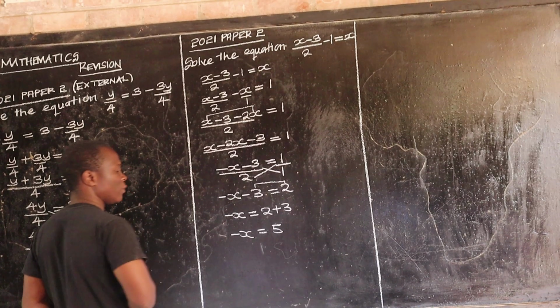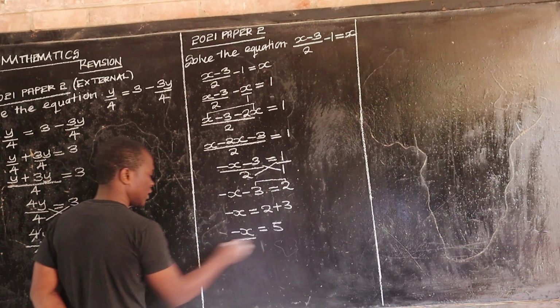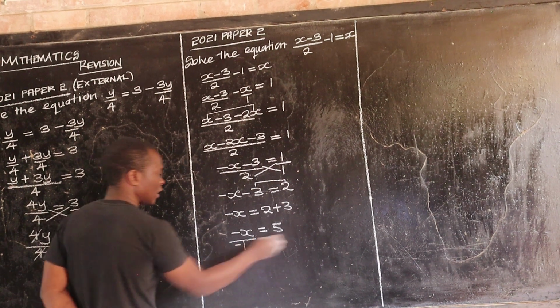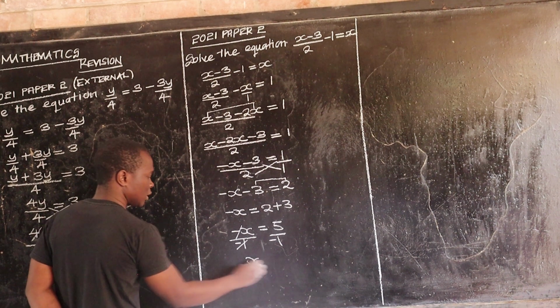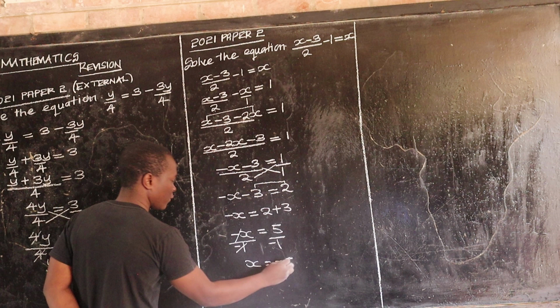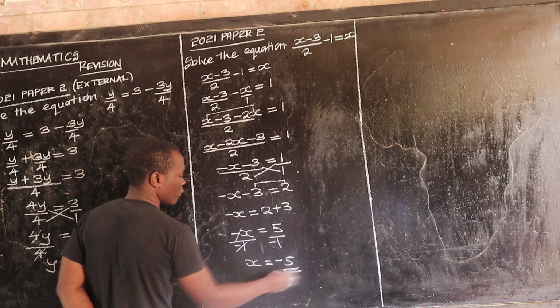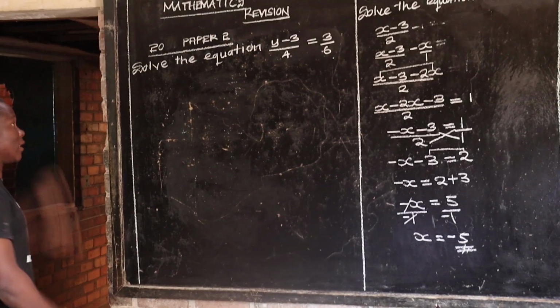Now for us to remain with x, we need to remove this negative. So divide both sides by negative 1, this side negative 1. So these two are going to go. X is equal to negative into positive, you obtain negative 5 as the value of x. Okay. So let's look at this other equation.